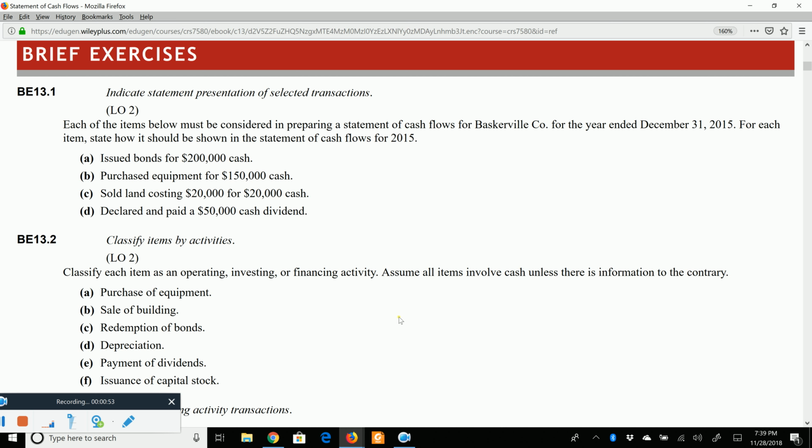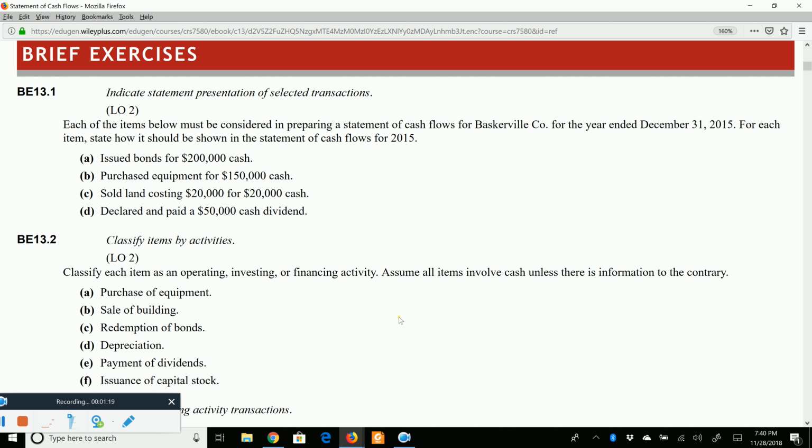And as we studied in the lecture for Chapter 13, there are two methods. There's one called the indirect method, and there's another method called the direct method. The only difference is in the operating section of the cash flow statement. And once again, remember, the cash flow statement has three sections: operating, investing, and financing.